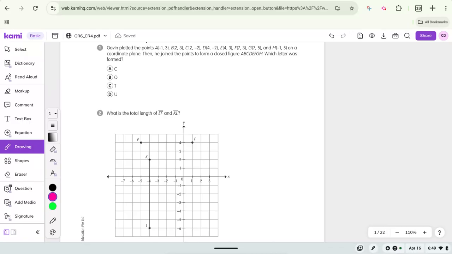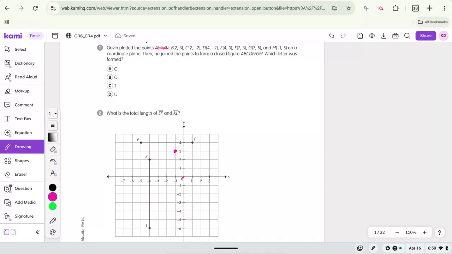So first I begin with point A, which is the point -1, 3. So I locate the origin. I'm going to go to the left 1 and up 3. So my first point is here. Then, so I have this one. I'm just going to kind of mark these off as I go.